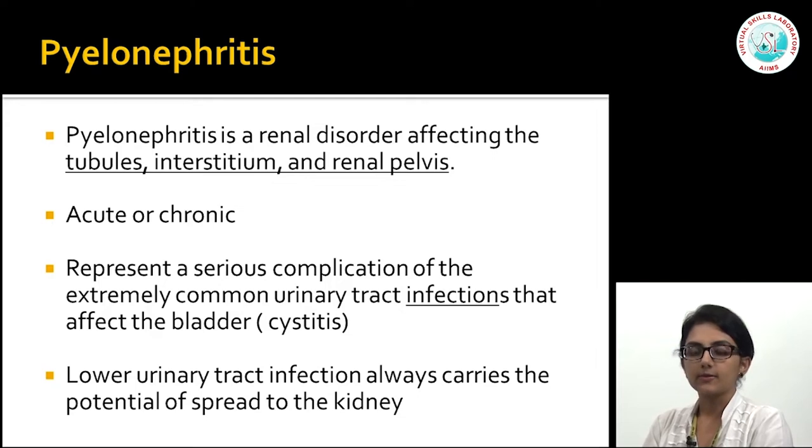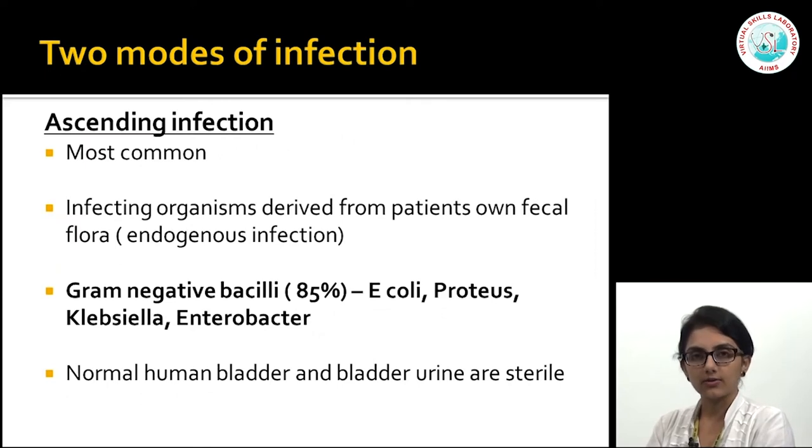And it mostly represents a serious complication of the extremely common UTI or urinary tract infection that affects the bladder, which we call cystitis. So it's important to remember that every lower urinary tract infection always carries a potential to spread to the kidney to cause the more severe pyelonephritis. How does the infection get to the kidney?